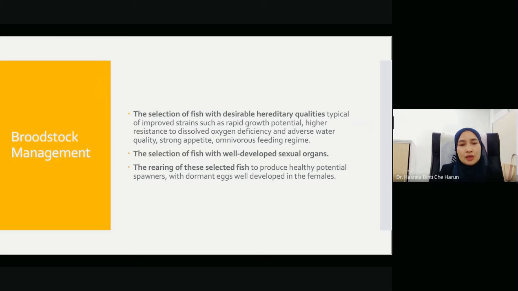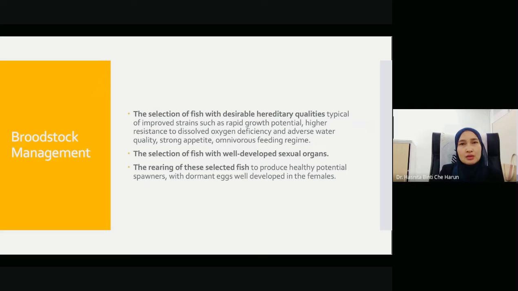And the second one is we need to choose fish with well-developed sexual organ. So fish that have well-developed sexual organ, actually you can determine based on the age of the fish. So how to determine age of the fish? There are a few methods on how to determine age of the fish.